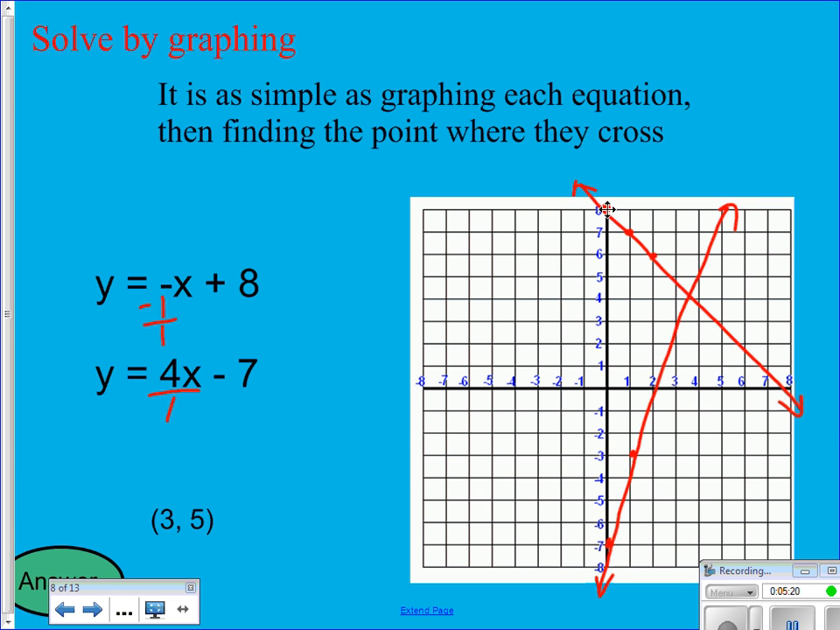Well, they got 3.5, so I was close. Again, this is not an exact way of finding the solution. It can just get us in the general region of the solution. Okay, so let's take a look at this next one.